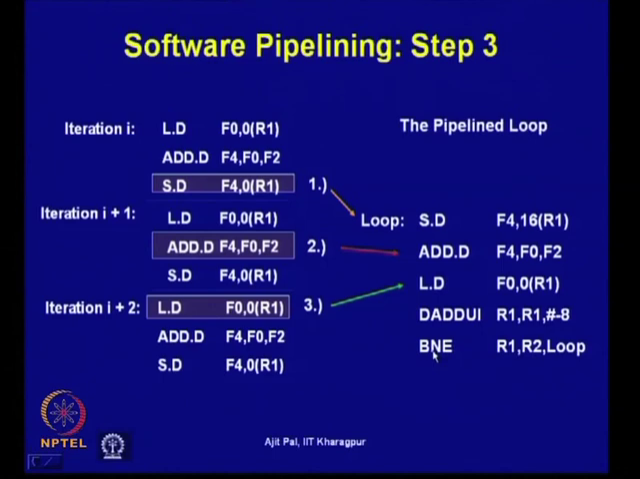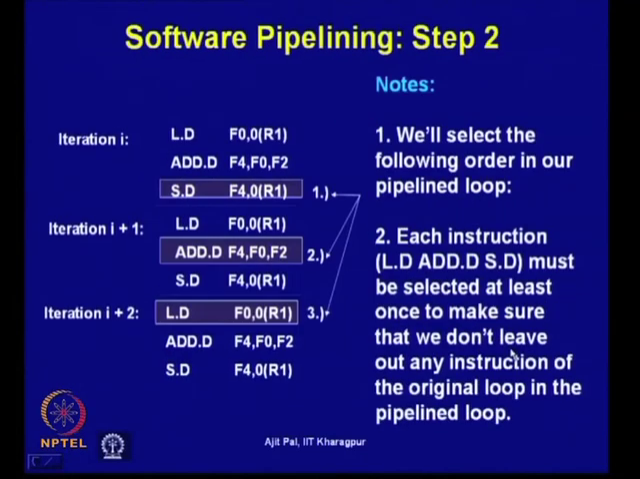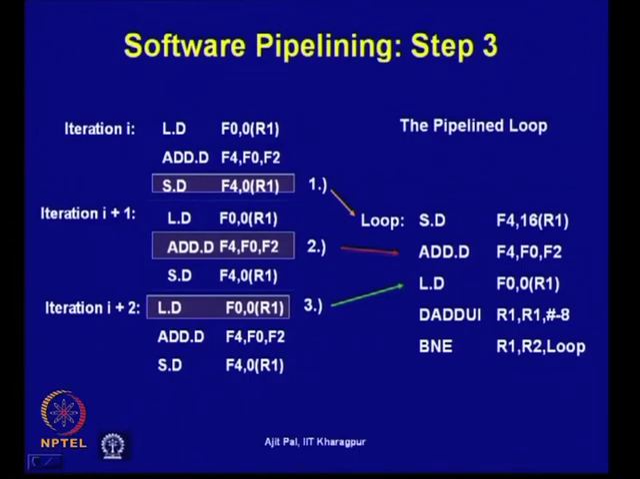Then of course, since we are interested in forming a loop here, we have to put in those loop manipulation instructions. This one will reduce the value of the pointer to point to the next element of the array, and this will decide how many times the looping will be done. That means you have to carry out the execution of this loop 1000 times, as in our original program. It is not shown here, but in our original program it will loop for 1000 times.